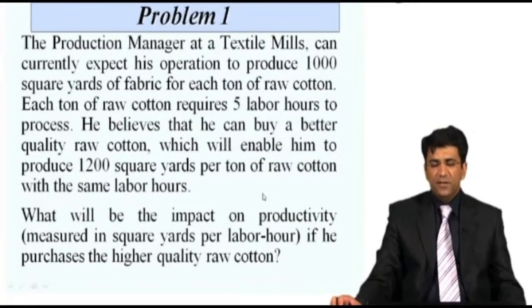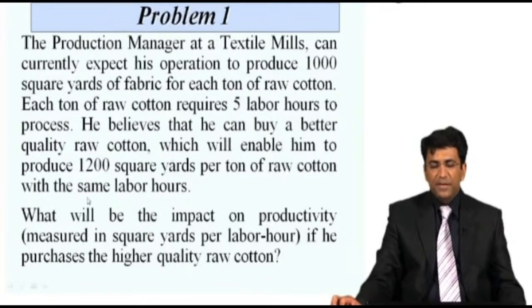Now students, we will discuss different examples of how we can actually calculate the productivity in different practical scenarios. The production manager at a textile mills can currently expect his operation to produce 1000 square yards of fabric. Now students, what is 1000 square yards of fabric? This is actually the output. It requires 5 labor hours to process. So 5 labor hours is your input. That is, the labor hours will be taken as input.